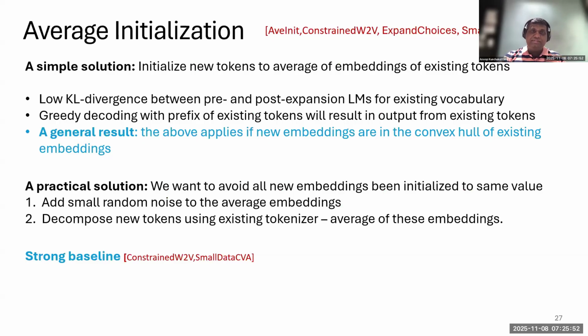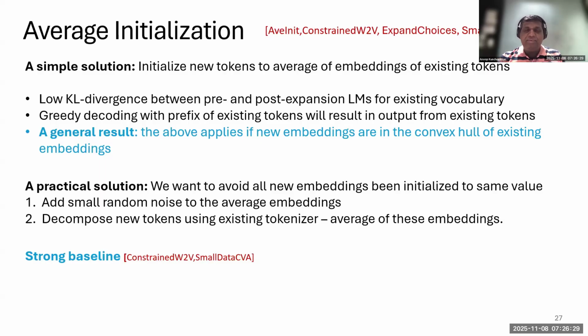So an improvement over this is average or mean initialization. The idea here is simple. The embedding of the new token is simply the mean of the embeddings of the existing tokens. This initialization has some good properties. It achieves very low KL divergence between the pre and post expansion LMs for the existing vocabulary, which means that if you do, say, greedy decoding with a prompt which comprises only the older tokens, then the output will be the same as pre-expansion. So that's a good property.